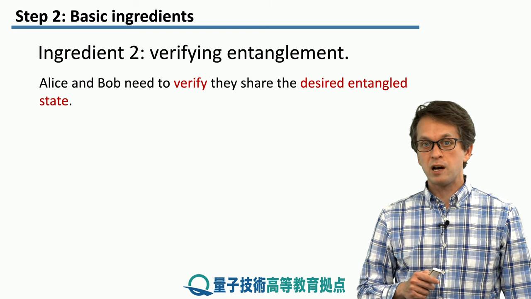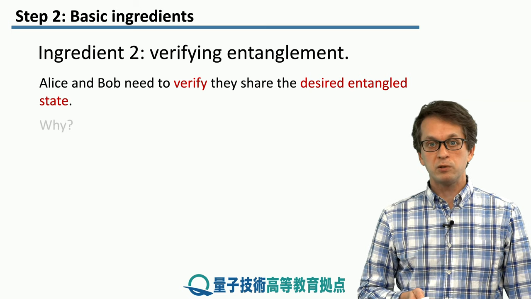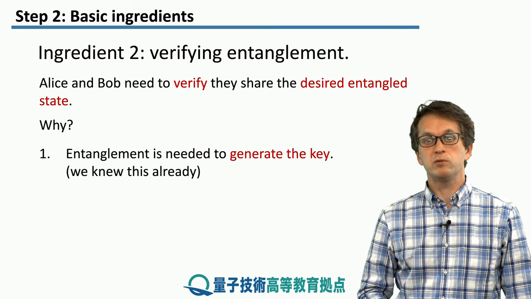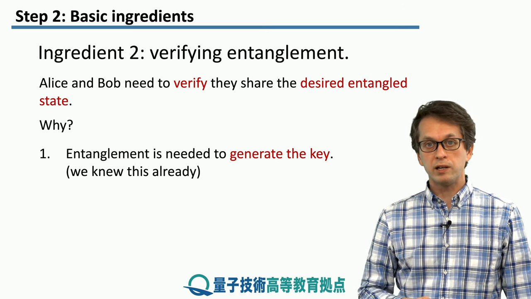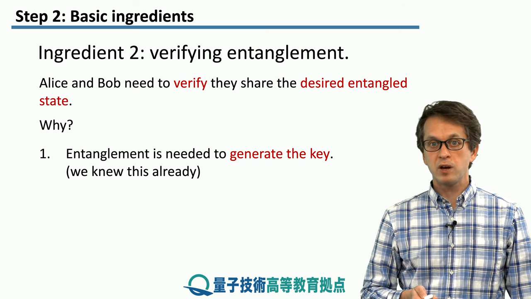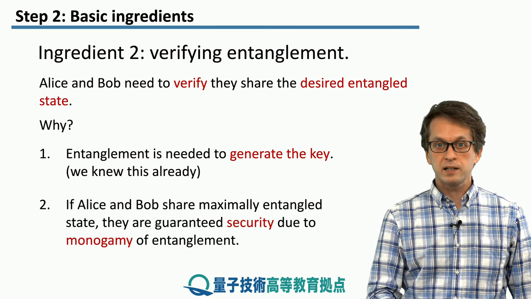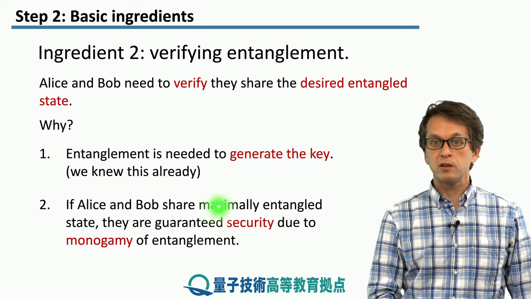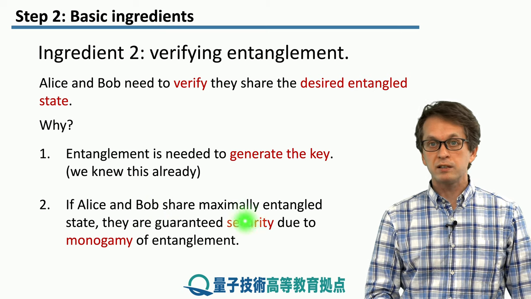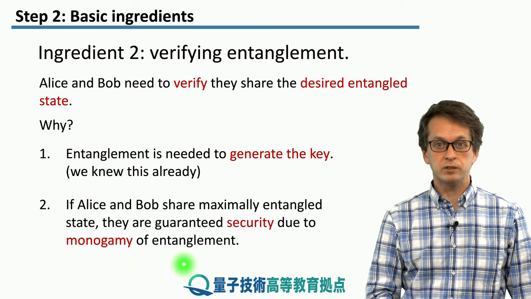The second ingredient now is to verify that they have an entangled state. Why do they need to do that? Well, the first reason is we have just seen that entangled states can be used to generate a correlated random key. But also there is a very important second reason which was not present in the BB84 protocol, and that is that entanglement can be used for security as well. Namely, maximally entangled states are guaranteed to be secure due to something known as monogamy of entanglement.